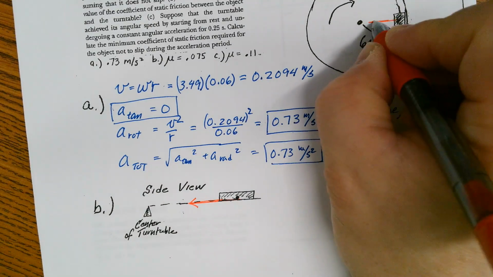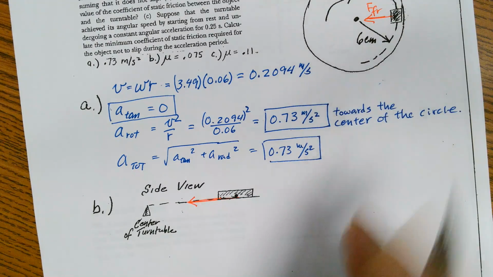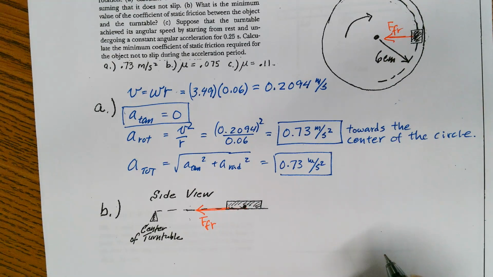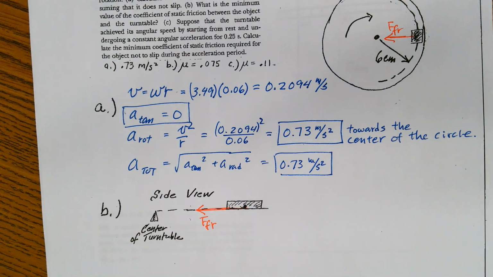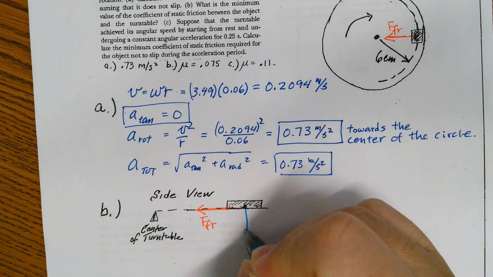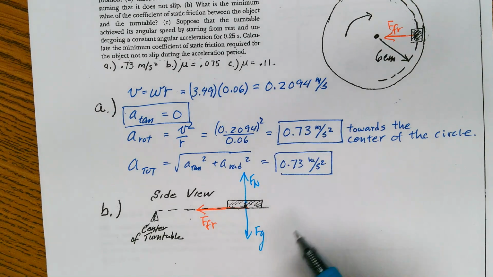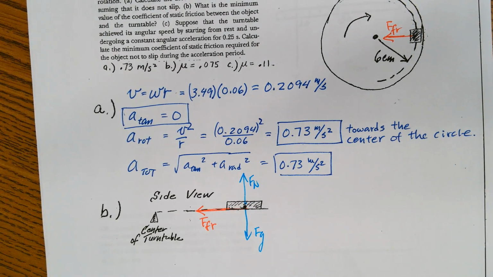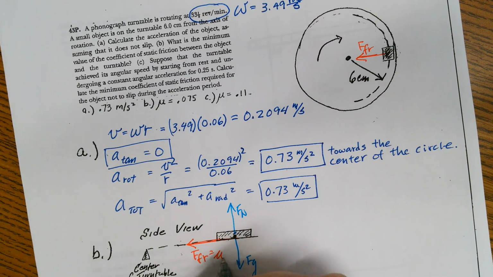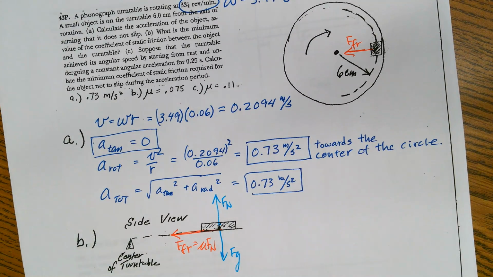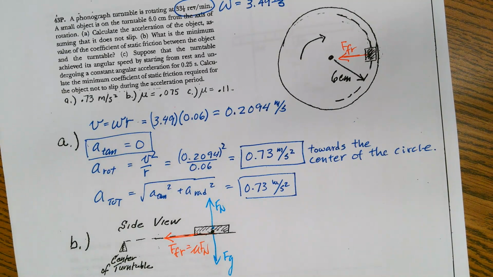So friction is keeping this thing in a circular motion. So friction is that, and we have Fg and F normal, right? And obviously F normal and Fg are the same values because there are no other forces vertically. And you know friction is equal to mu times F normal, right? So now we have pretty much all the ingredients we need to work this thing out, right?